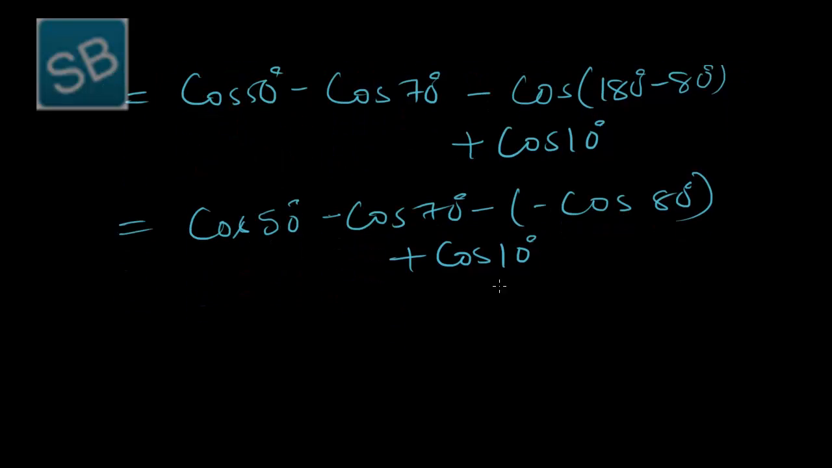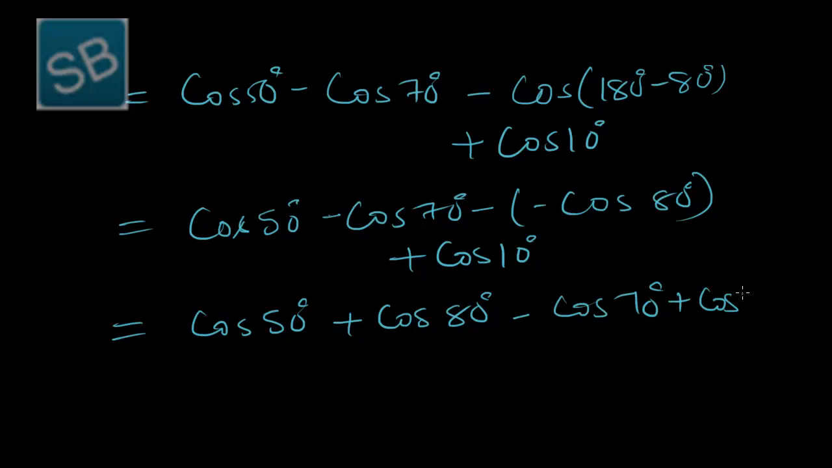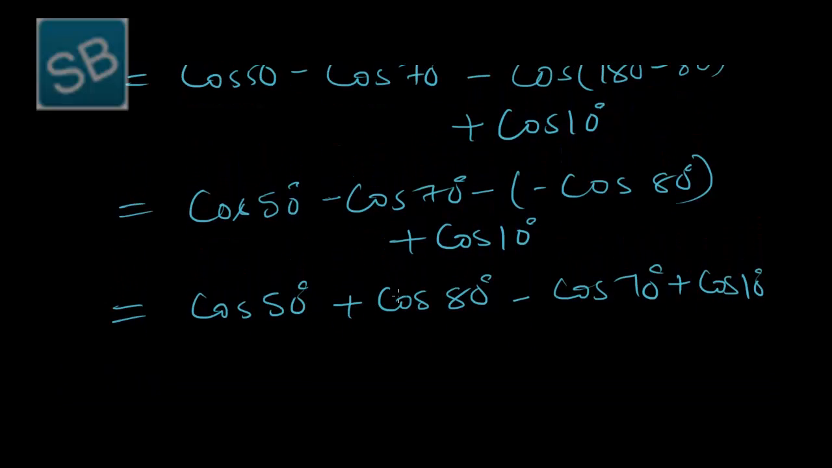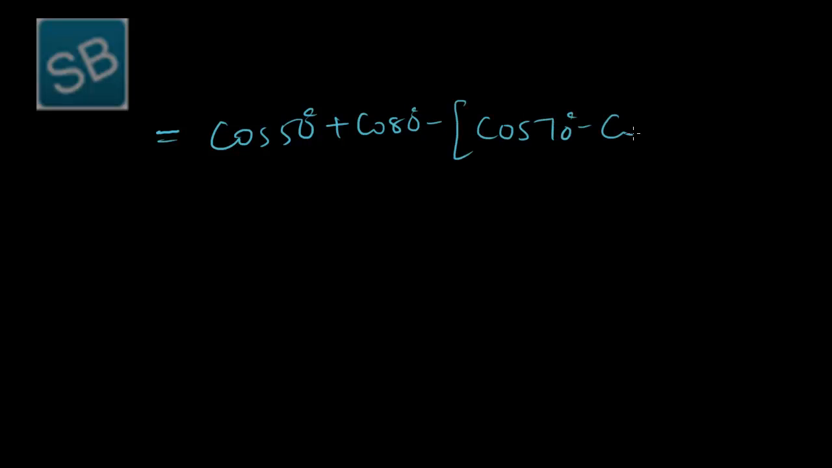So we just see, we have cos 50 degree plus cos 80 degree minus cos 70 degree plus cos 10 degree. So we have these two terms, and next we should have 2 cos 50 degree. Then our expression will become right. So let's see. Next we have cos 50 degree plus cos 80 degree minus cos 70 degree minus cos 10 degree.